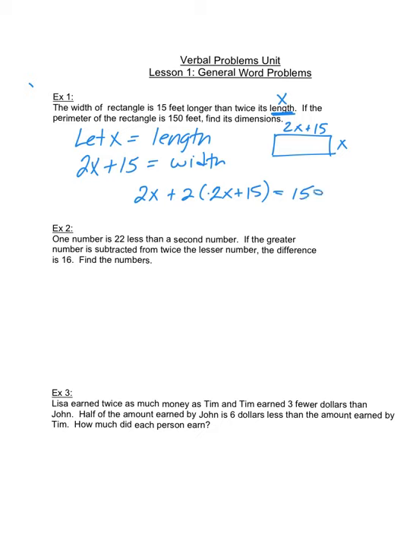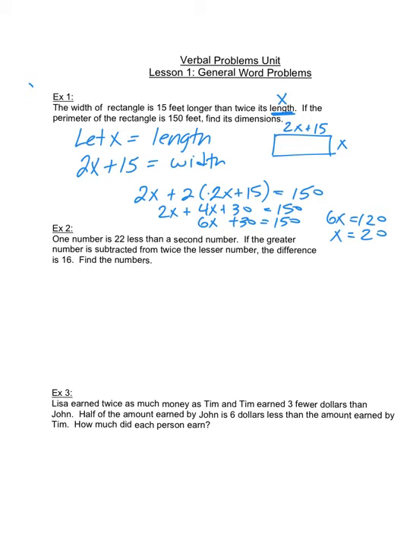So what I've done is I've set up let statements and an equation, and now I'm going to solve. So 2x plus 4x plus 30 equals 150. Combine like terms: 6x plus 30 equals 150. Subtract the 30 over: 6x equals 120. Divide by 6: x equals 20. Once I get my x value, I'm going to plug it back into the let statements to figure out what the length and width are.